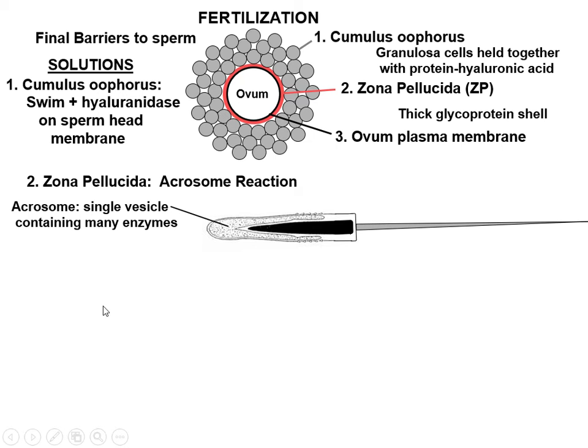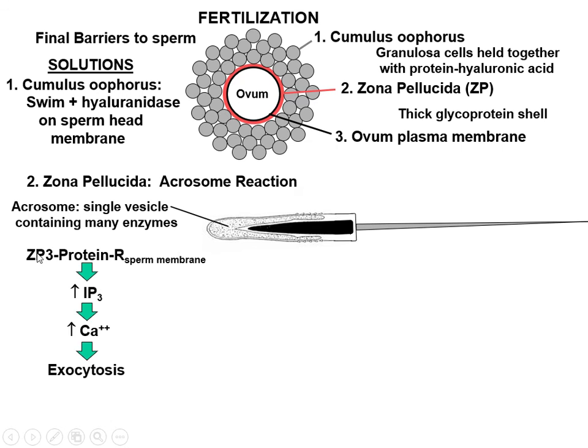And in this case, the acrosome reaction is initiated by a protein on the zona pellucida known as ZP3. There's a receptor for this protein on the sperm plasma membrane. So the interaction of this receptor with ZP3 initiates a signaling pathway that increases a second messenger inside the sperm. You get an increase in calcium, and the calcium causes fusion of the membrane of the acrosome and the plasma membrane.